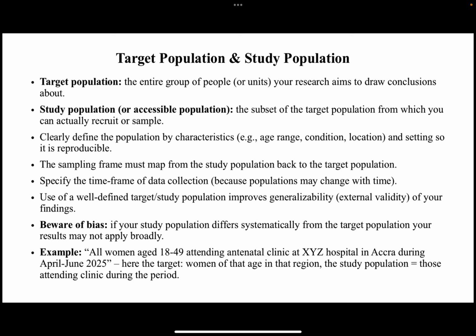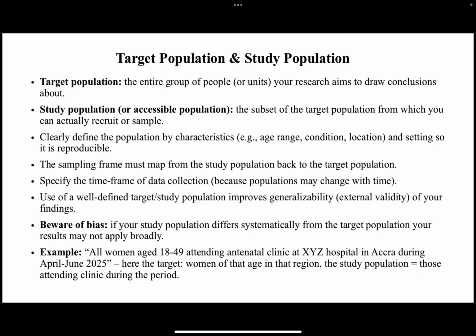A study population is the subset of the target population from which you can actually recruit or sample from. Okay, good. And mostly the study population is clearly defined by the population characteristics like the age range, the condition, the location, and the setting, so it is reproducible.